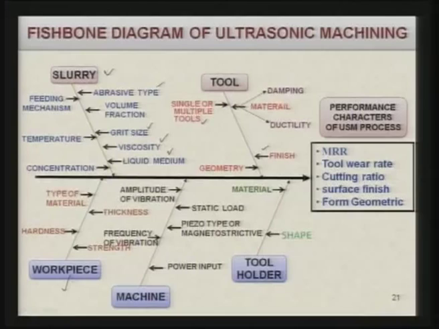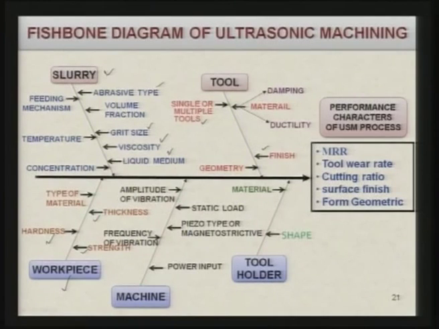Workpiece properties, like the type of material, will also affect the selection of other parameters. What is the hardness of the workpiece? Because according to the hardness of the workpiece you have to select the type of the abrasive particles. What is the thickness of the workpiece, and what is the strength of the workpiece material? These are the parameters which affect the performance of the ultrasonic machining process.